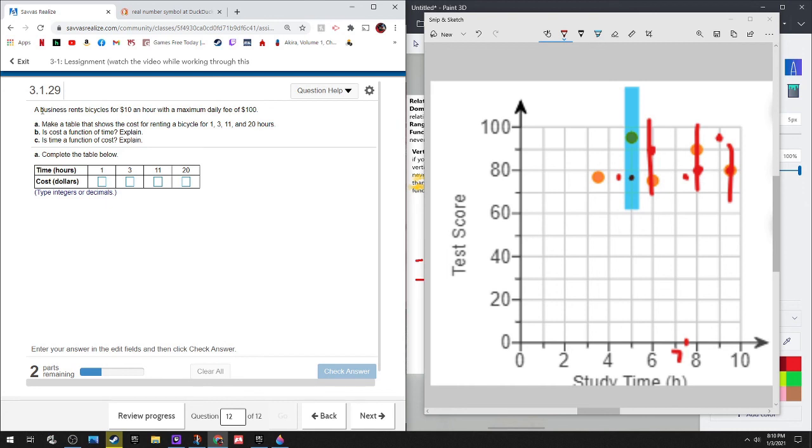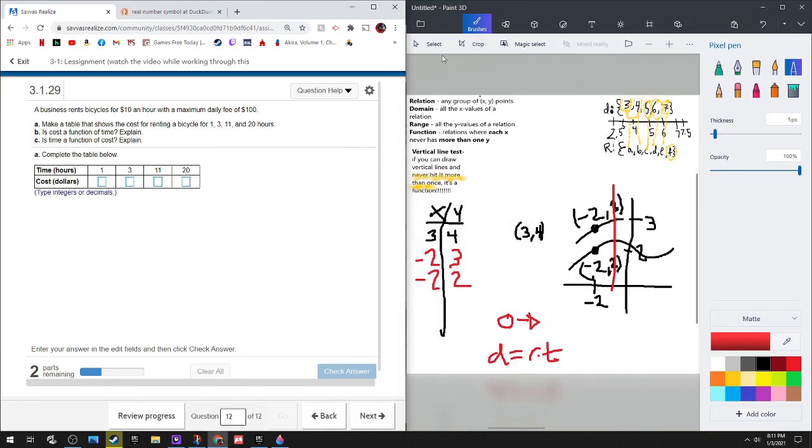All right. Our last question. A business rents bicycles for $10 an hour with a maximum daily fee of $100. Make a table that shows the cost for renting a bicycle for 1, 3, 11, and 20 hours. Is cost a function of time? Explain. Is time a function of cost? Explain. Okay, so we will talk about this. Final round. I wanted to have a more challenging question that makes us go a little bit more in depth.